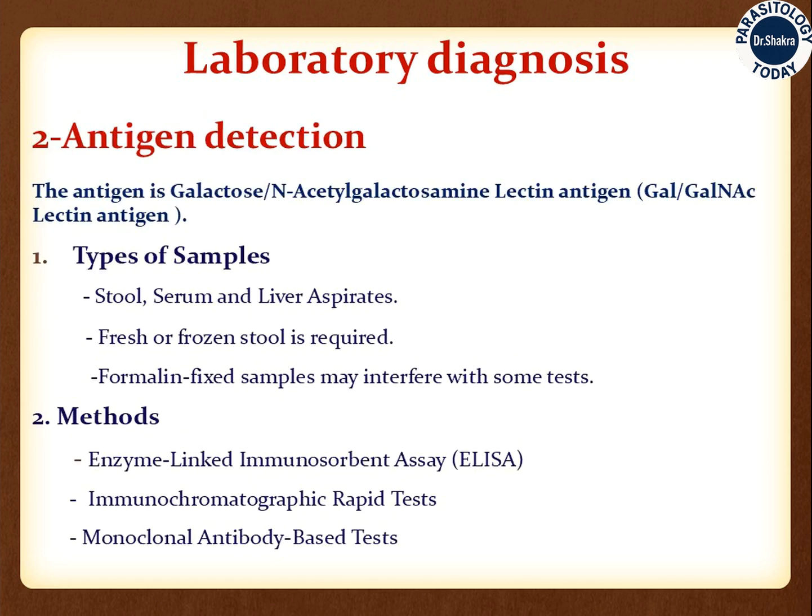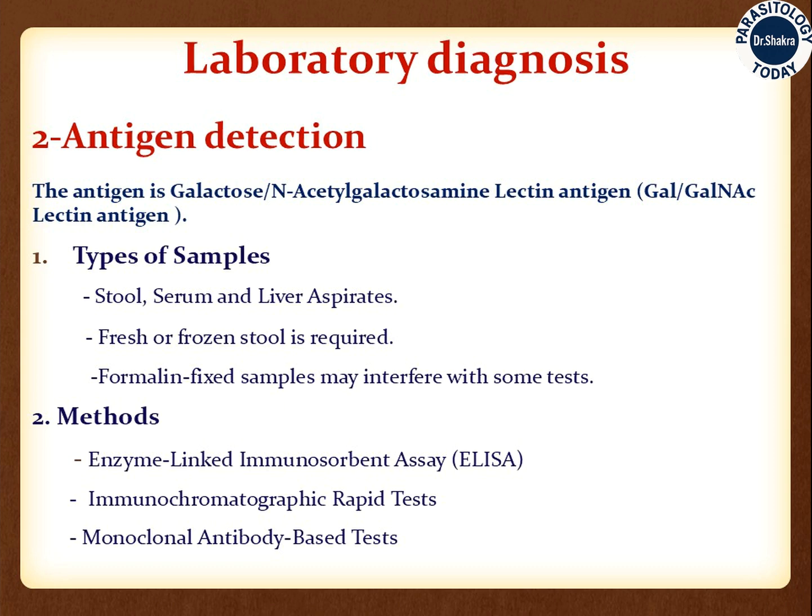2. Antigen detection. The antigen is the galactose N-acetyl D-galactosamine-specific lectin, often referred to as the Gal/GalNAc lectin antigen. Types of samples: stool, serum, and liver aspirates. Fresh or frozen stool is required. Formalin-fixed samples may interfere with some tests.